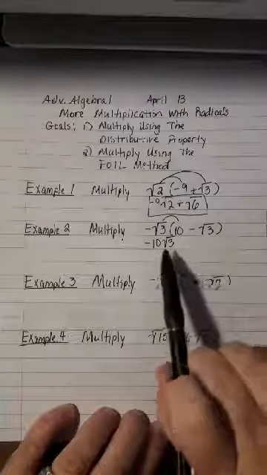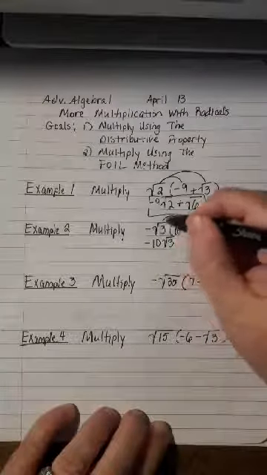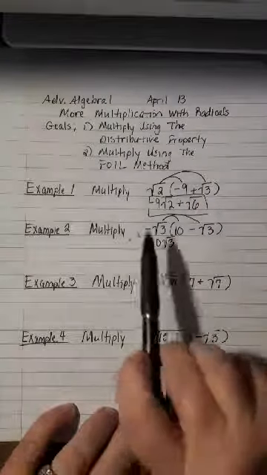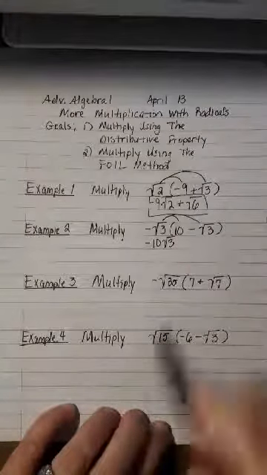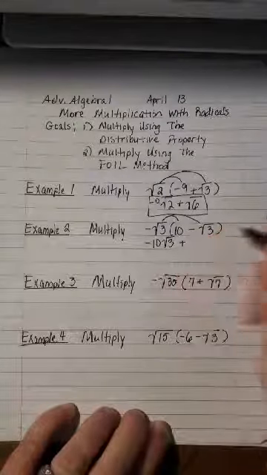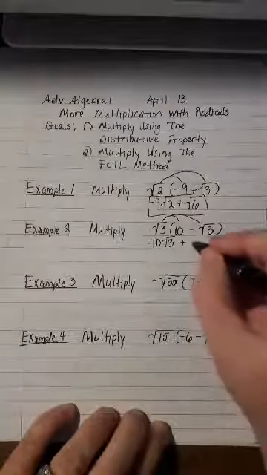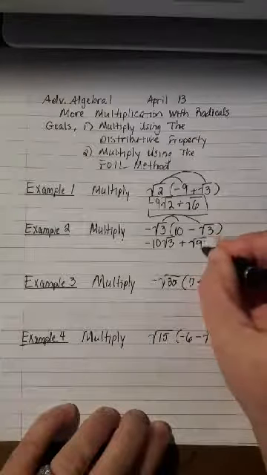And then you move over and multiply negative square root of 3 times this negative square root of 3. And a negative times a negative is a positive, so you put plus. The square root of 3 times the square root of 3 is the square root of 9, 3 times 3.